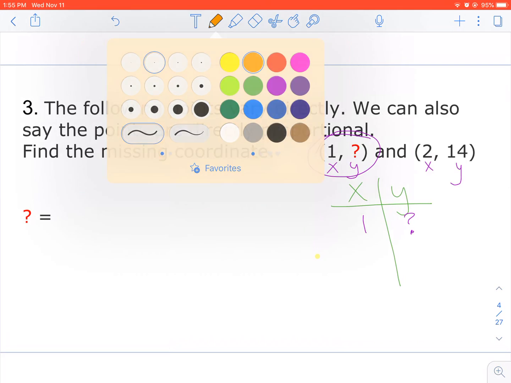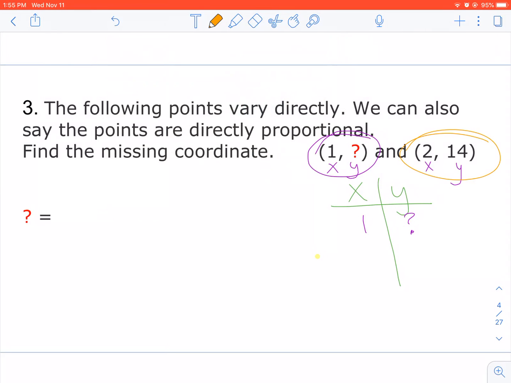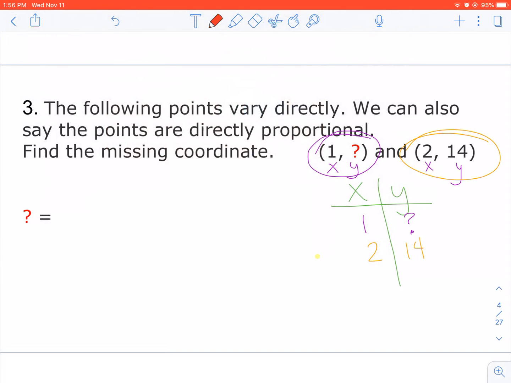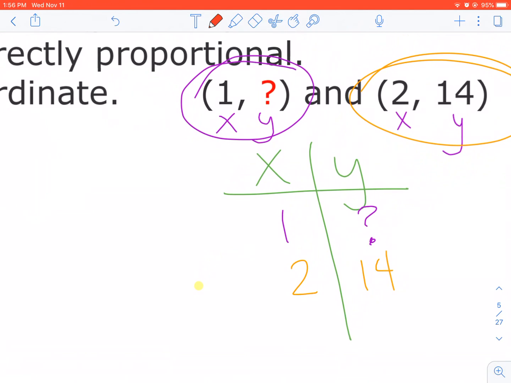Now I'm going to pick another color here, this lovely orange, and in my x column I'm going to put a 2, and in my y column I'm going to put a 14. Now there are several different ways to set up a proportion, but I feel like this way is most consistent, and this also reviews XY charts and also points on a coordinate, so I'm doing it this way. Now what we can do is make a proportion. You guys did this a lot in 8th grade.